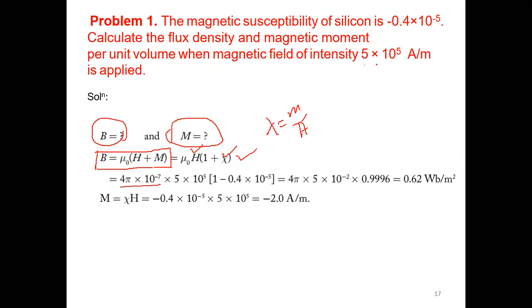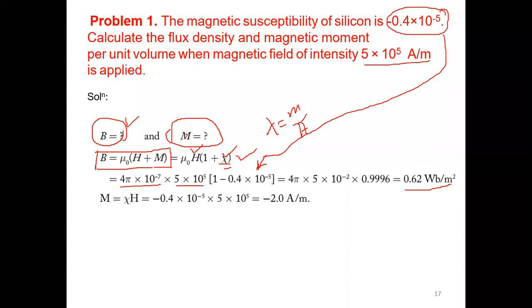And the magnetic field is given as 5 × 10^5, and then 1, and the value of chi is negative in this case. This value is negative. So if you substitute this value here, it will be 0.62 Weber per meter square. So you got one value, B.